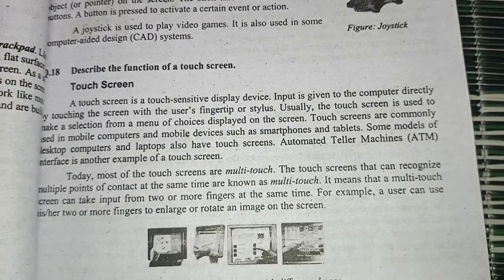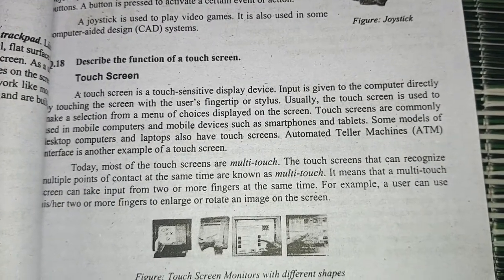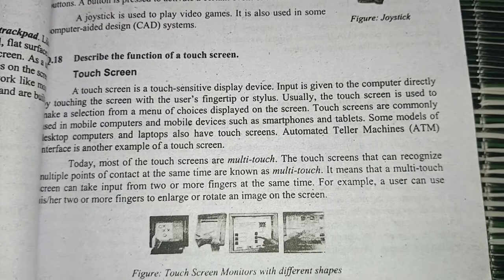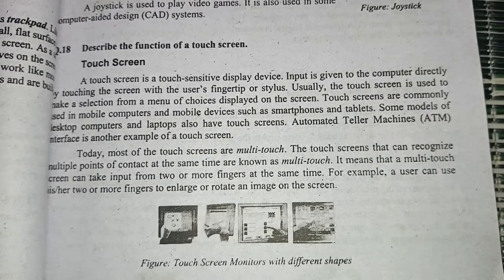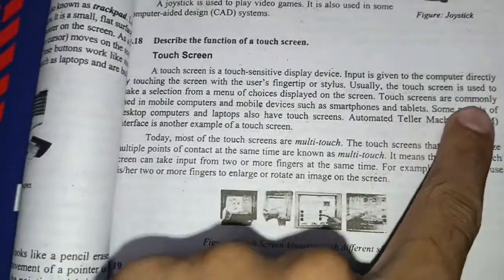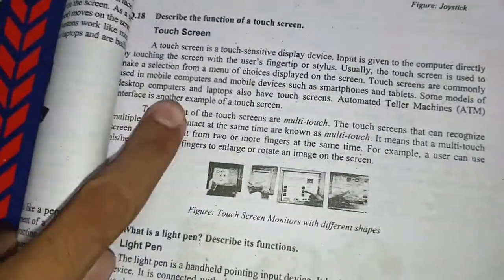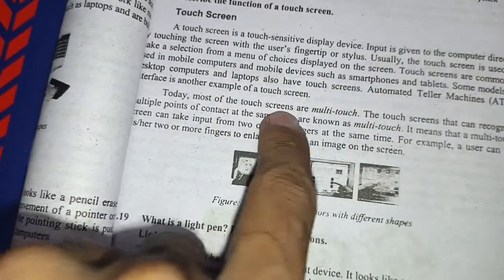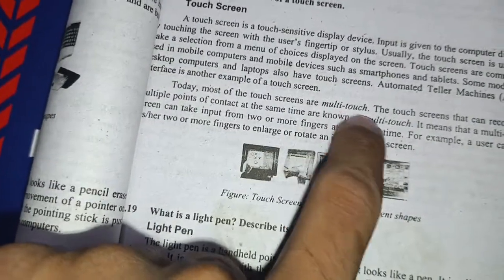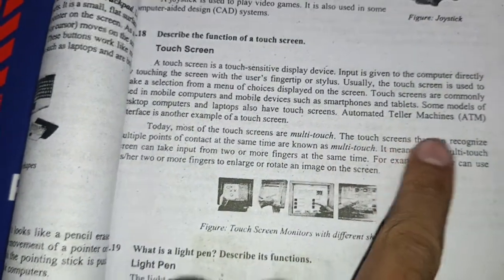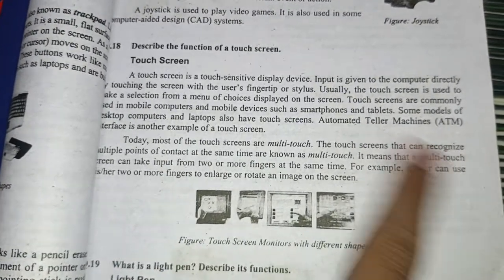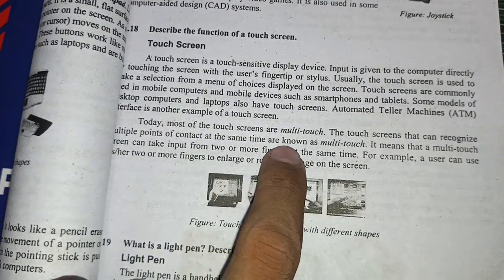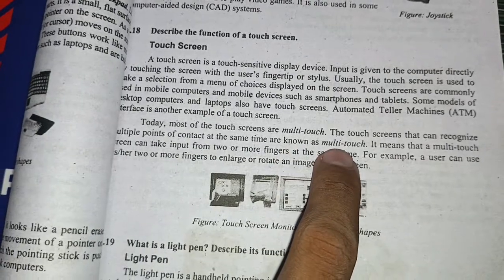Touch screens are commonly used in mobile computers and mobile devices such as smartphones and tablets. Some models of interface are another example of a touch screen. Today most touch screens in use are multi-touch. A touch screen that can recognize multiple points of contact at the same time is known as multi-touch.